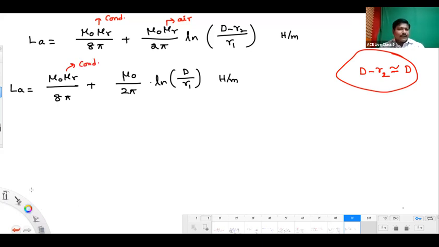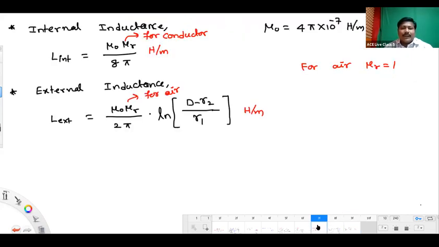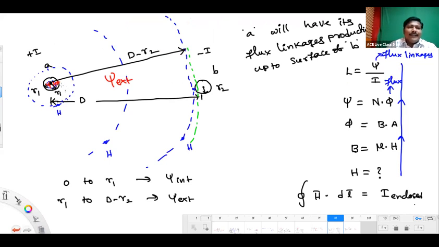That mu r is for conductor. Okay. Now, let's consider the material. What material are we using? Most of you are having a doubt about this one. Kindly listen. I want to take from the surface of this conductor A to the surface of the conductor B.